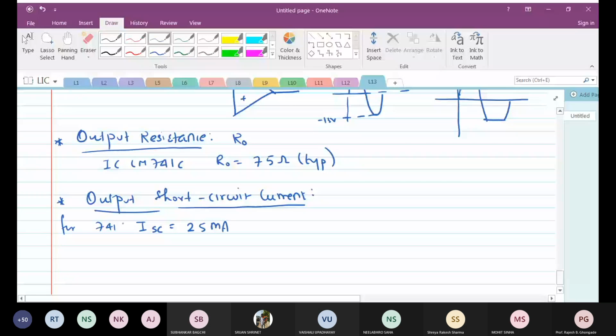What does this mean? This means that the built-in short circuit protection, remember that there will be a built-in short circuit protection up to some extent, will withstand 25 milliamperes of current and thus protect the operational amplifier. But if you try to draw more current out of it, then this short circuit protection will be inadequate and the operational amplifier will simply get destroyed.